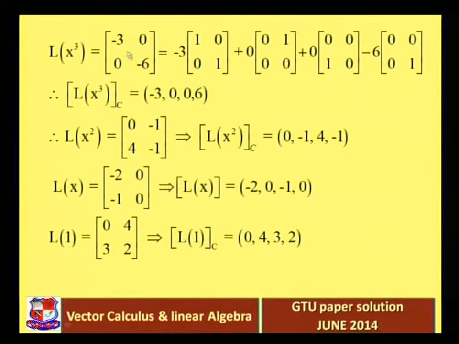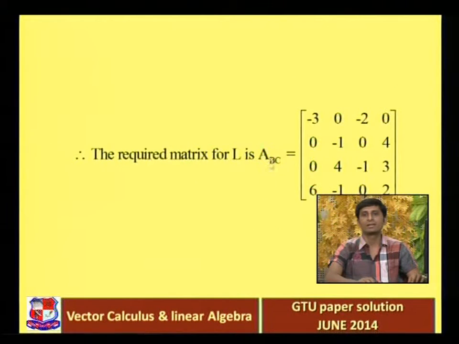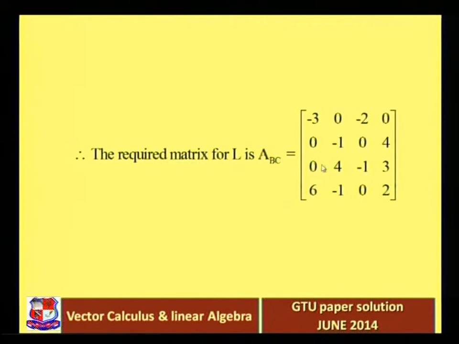And if we express this 2 cross 2 matrix as a linear combination of the standard matrices of 2 cross 2, then we get minus 3 times the first standard matrix, plus 0 times the second, plus 0 times the third, and then minus 6 times the fourth. So our first column of the required matrix is minus 3, 0, 0, 6. This is our first column.